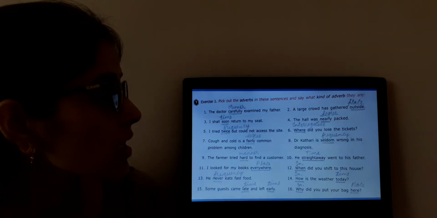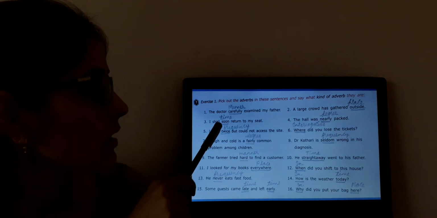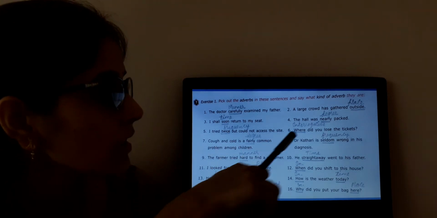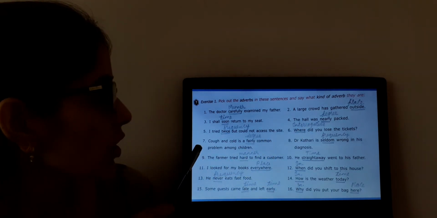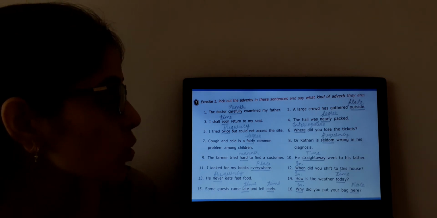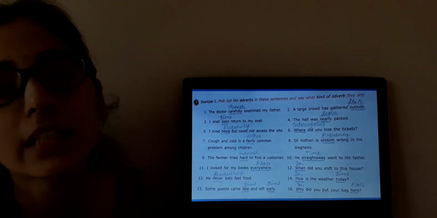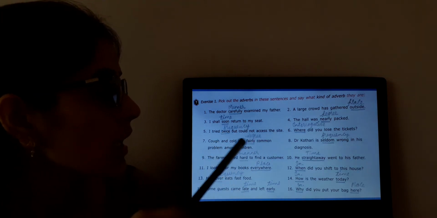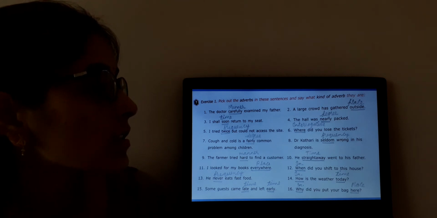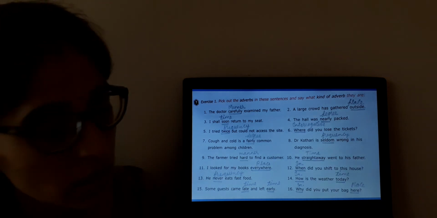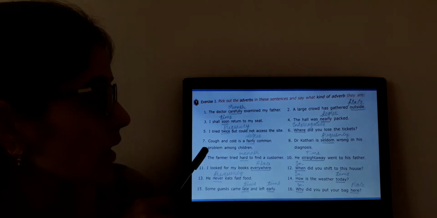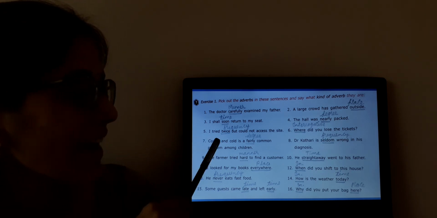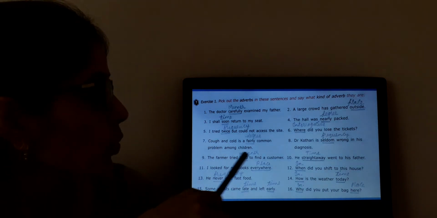Third one, I shall soon return to my seat. Soon is also indicating time. Fourth one, the hall was nearly packed. So here nearly is showing the degree. And number 5, I tried twice but I could not access the seat. That means frequency. You can see the word twice here. Number 6, where did you lose the tickets? So it is interrogative. Here you can see where is representing the question. Number 7, cough and cold is a fairly common problem among children. So fairly is also talking about degree.